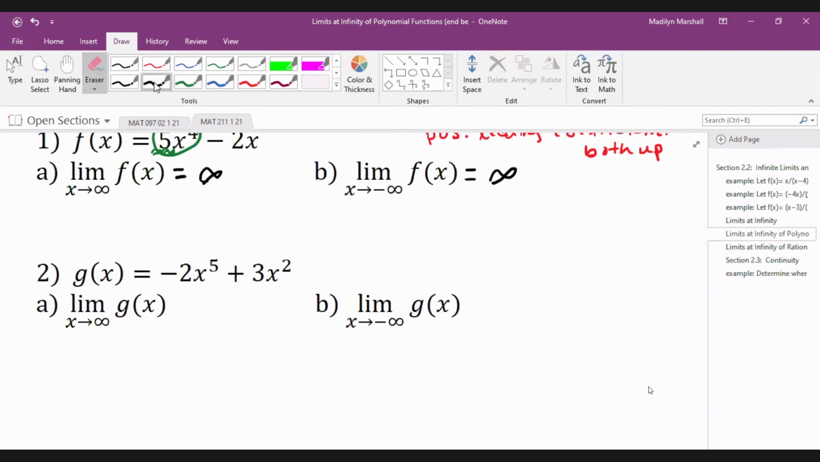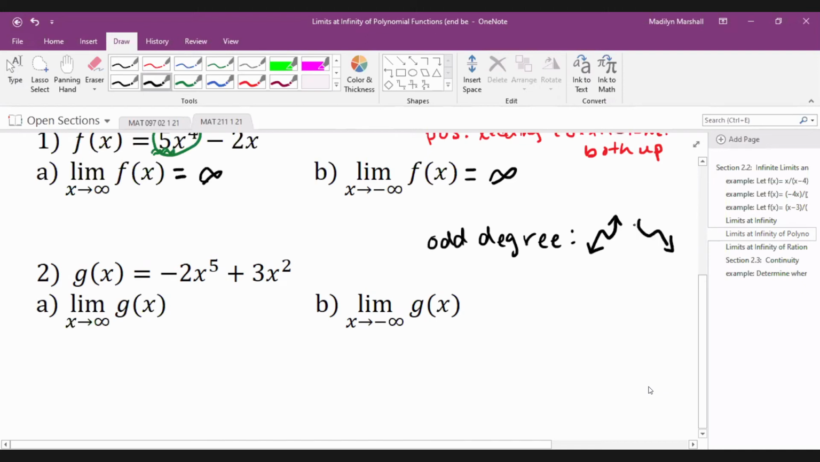So in this case, we have an odd degree, which means that we definitely have one side up and one side down. So it's going to be one of these two choices with some number of squiggles in the middle. But the leading coefficient, if it's positive, it's going to be this increasing version.